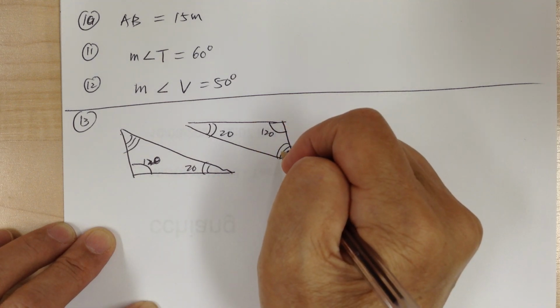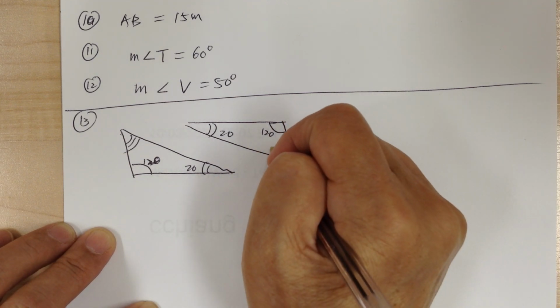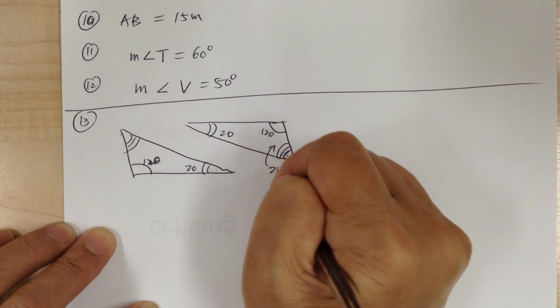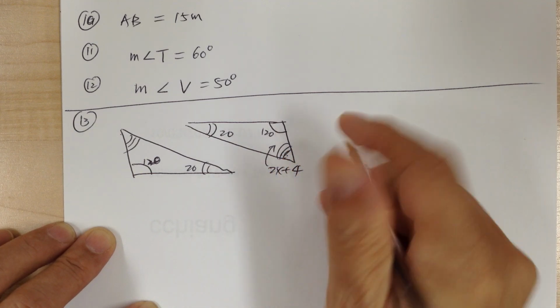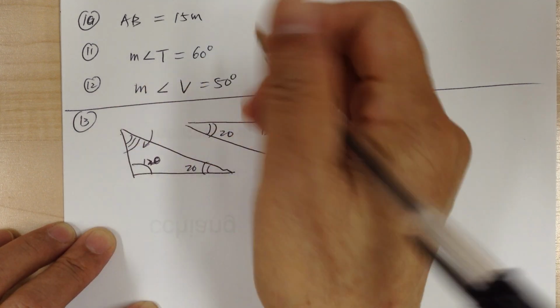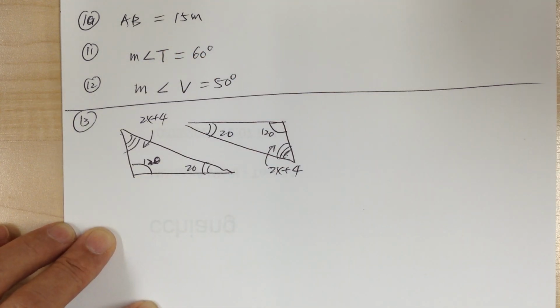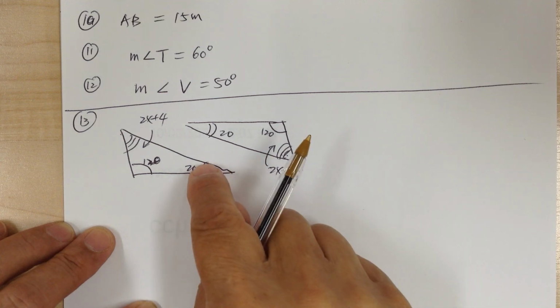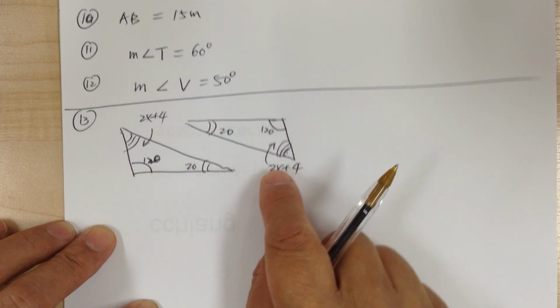And this one over here is 2x plus 4. Okay, so that's the 3 arcs. That means this is also 2x plus 4. So you can label everything, right? Okay, looking for x. So remember the 3 angles of a triangle equal to 180.